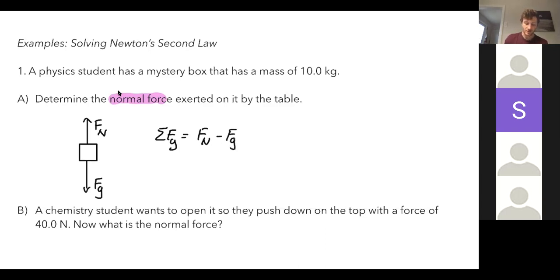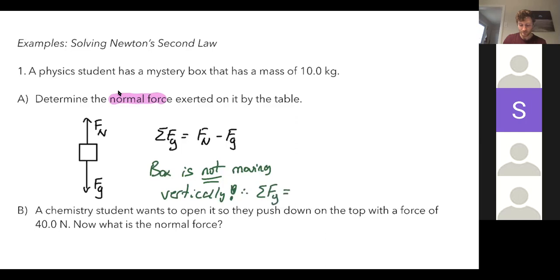Now an important thing to realize, this box is not moving vertically at all. It's not flying. It's not going up. And since it's not moving up, we can say that the sum of forces in the y direction is going to equal 0 because there is no net force in the y direction. There's nothing that's going to cause this box to go upwards.